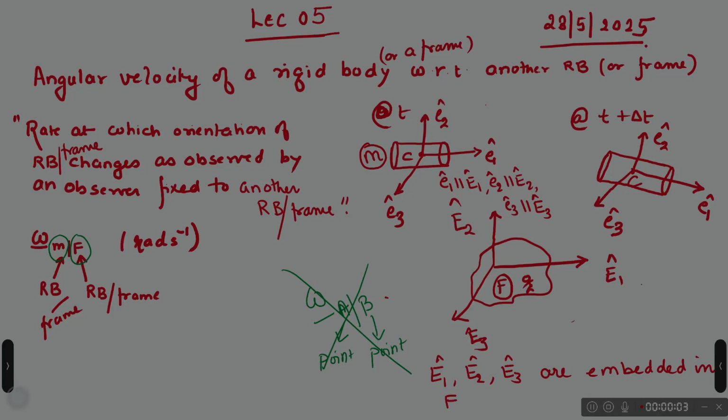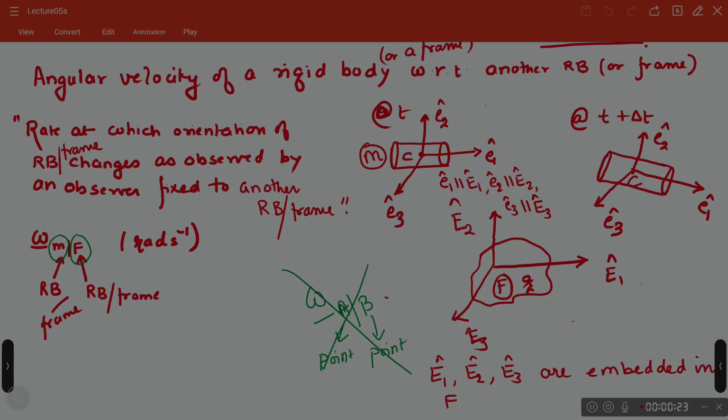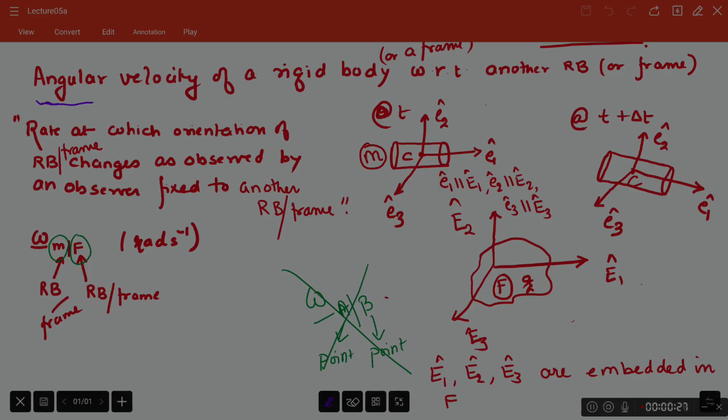Let us start with lecture number 5 of this course on engineering mechanics. In this lecture, we are going to learn a new quantity. That quantity is the angular velocity of a rigid body with respect to another rigid body.